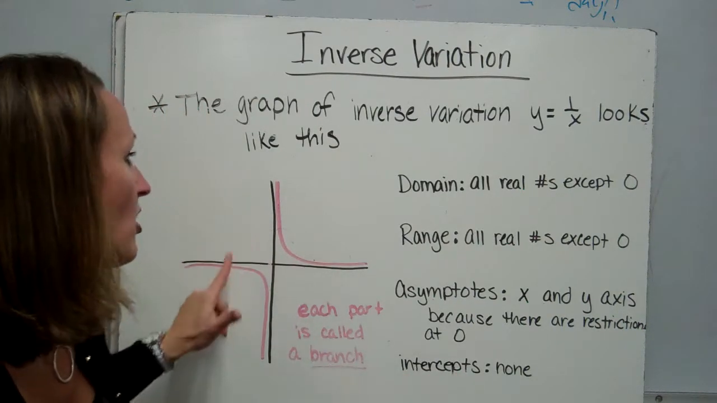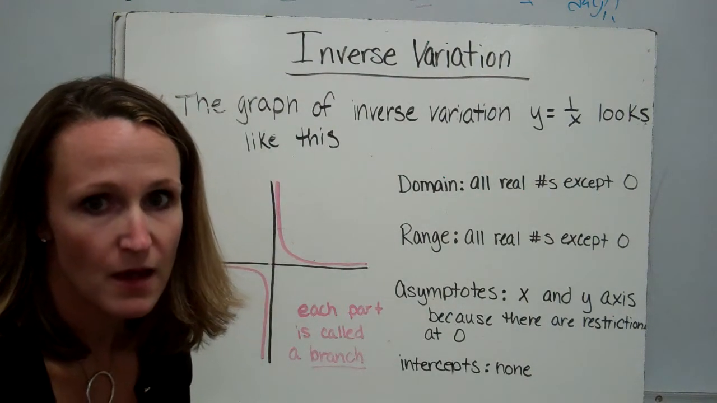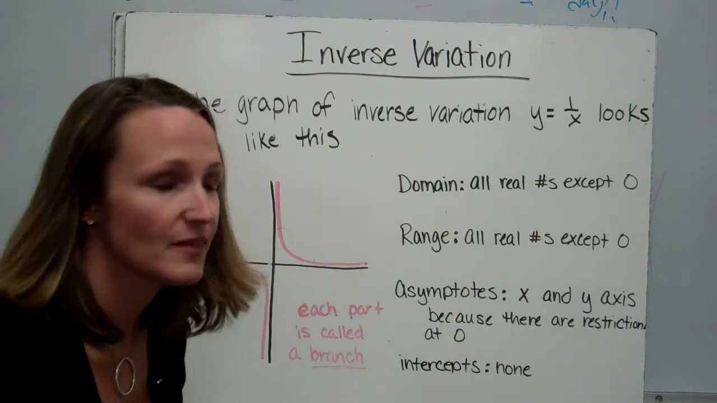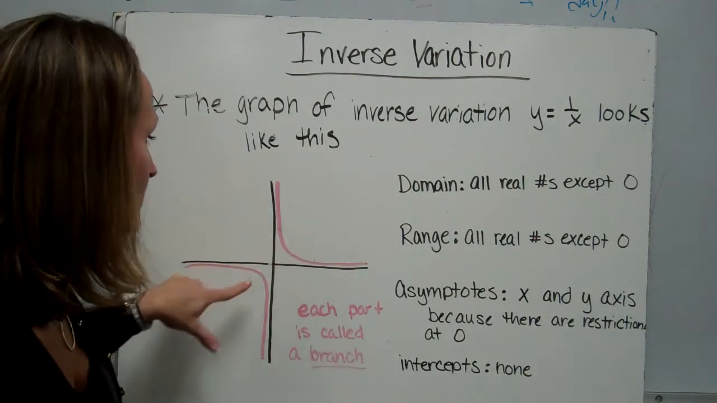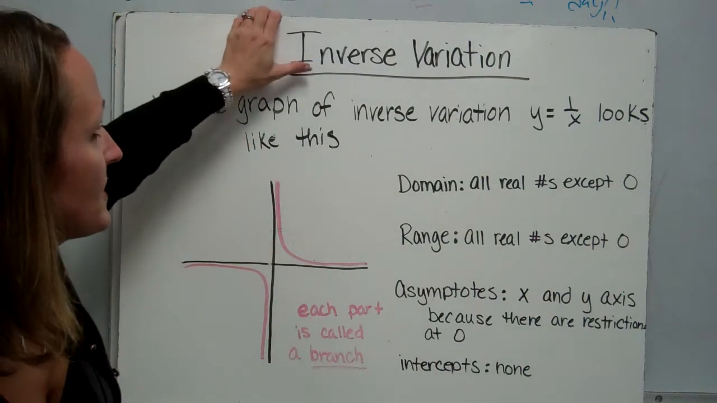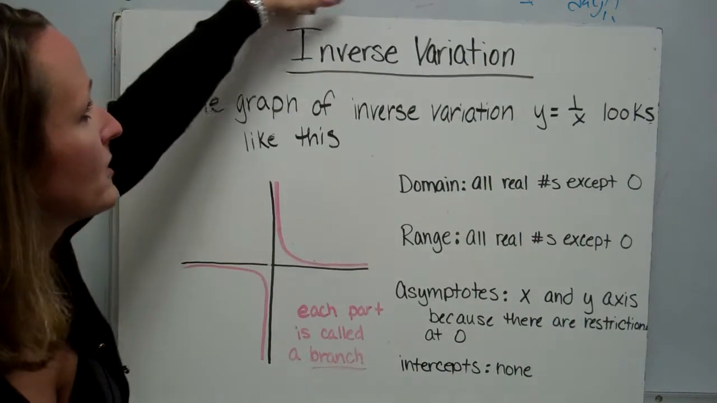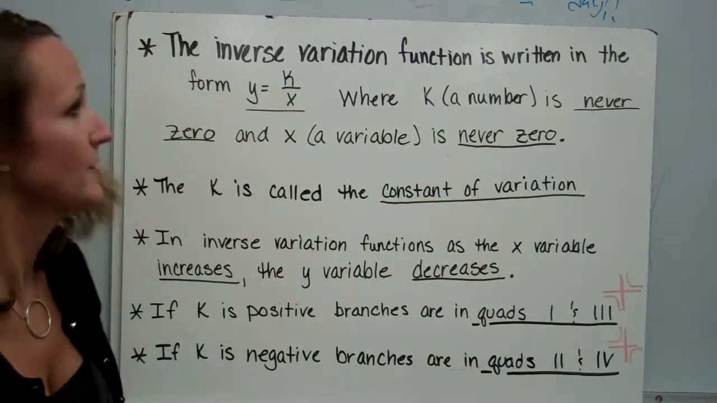Intercepts: on this graph there are no intercepts because it's never going to actually touch, it's never going to cross the axis. Now, we can say there's a point here and a point here, but they're not actually called an intercept, so to speak. So let's find out some more information about inverse variation.